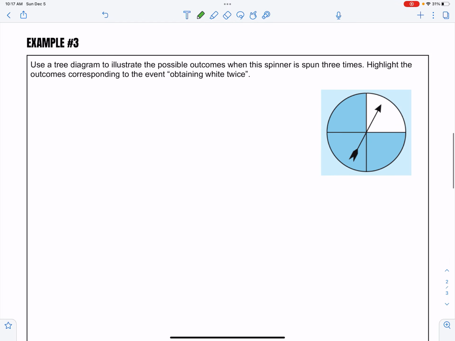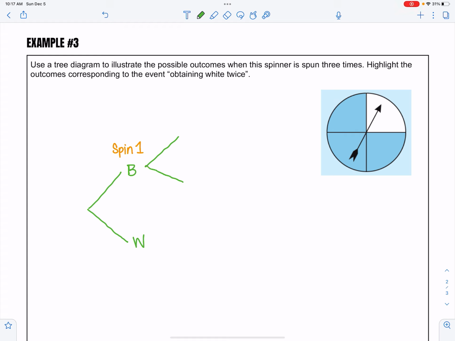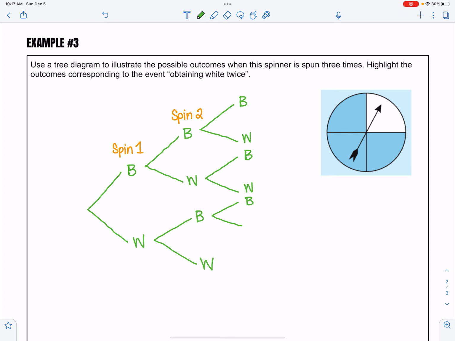So we're going to have, on spin 1, we can either get a blue or we can spin a white. So that is spin 1. After you spin the first spin, then on spin 2 you can either get a blue or a white as well, excuse me. So that is going to be spin 2. And then on the third spin, you can either get a blue or a white as well. And sorry if I say black, I'm just used to using it in probability. We normally do black. But same thing, same concept. So this is going to be the results if you have 3 spins.